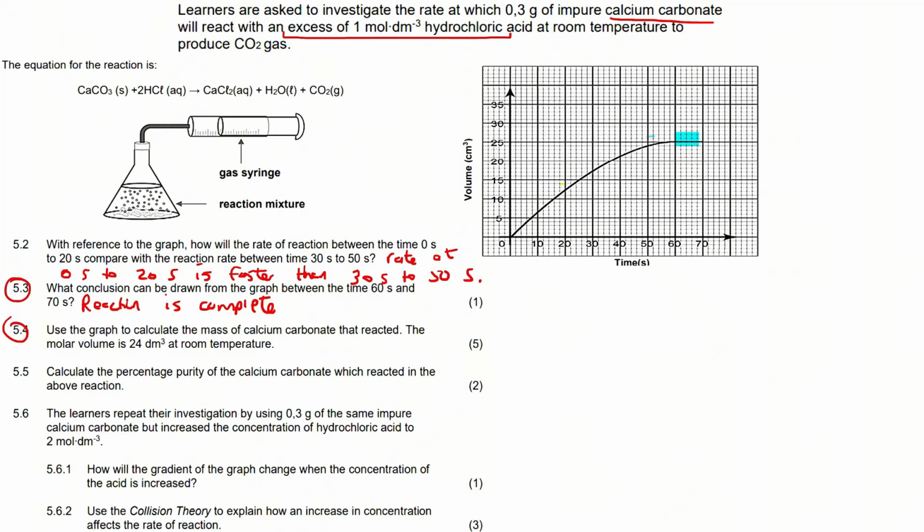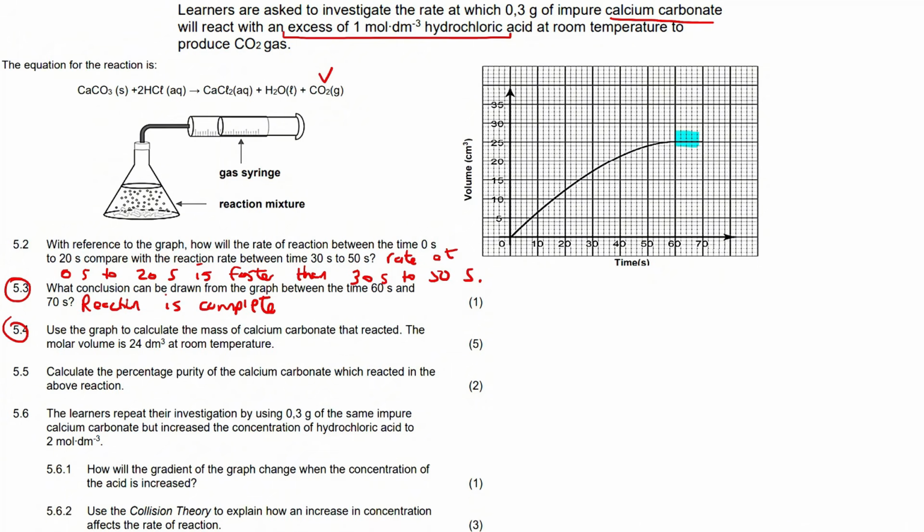This one says, for 5 marks, use the graph to calculate the mass of calcium carbonate that reacted. The molar volume is 24 at room temperature. Okay, guys, so this is actually a very easy question. I know it can be overwhelming, but have a look at this. From the graph, what can we measure? We can measure the volume of CO2 gas that is produced. So we can measure this one's volume. Then they've given us the molar volume.